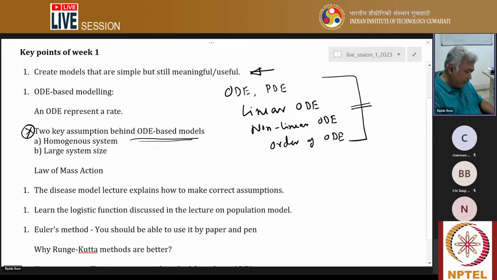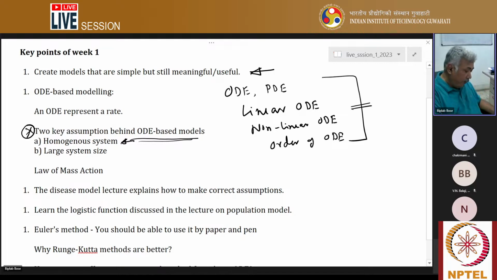One is that the system is homogeneous, it's well mixed. If the system is not well mixed, then I cannot use ODE. That has been discussed in the lecture. I'll just remind you again, if it is not homogeneous, I have to use partial differential equations. So if I am using ordinary differential equations, that means I'm assuming the system is homogeneous.